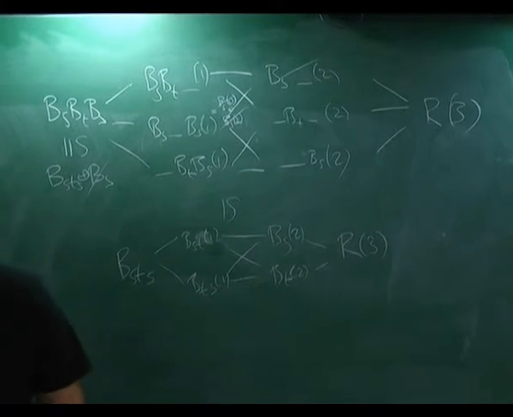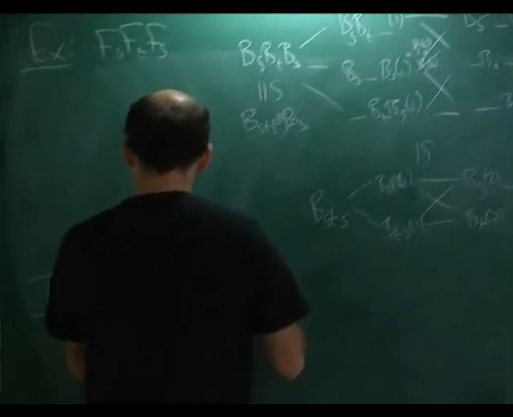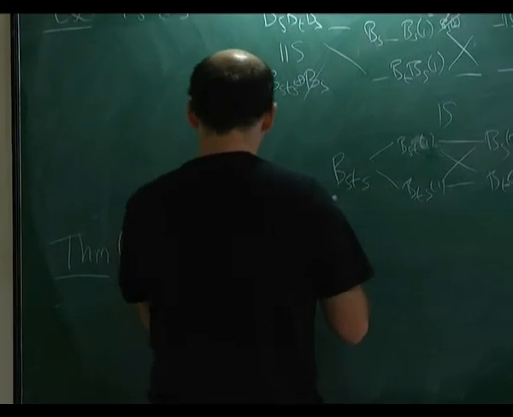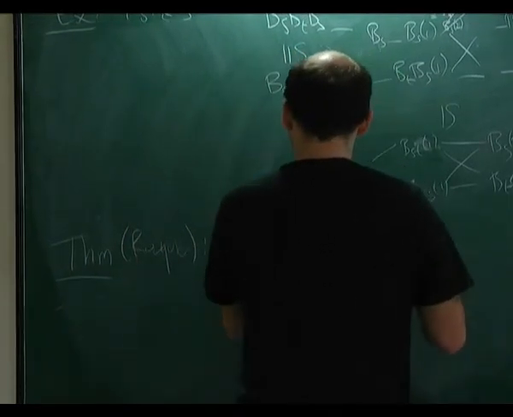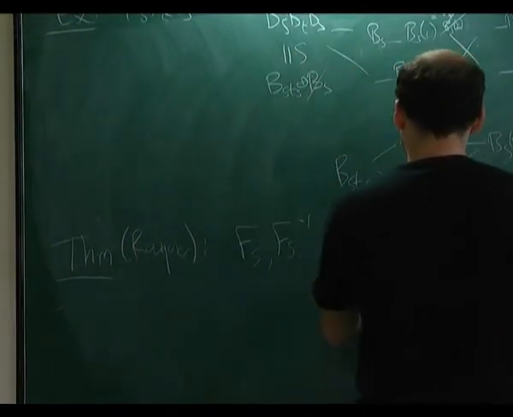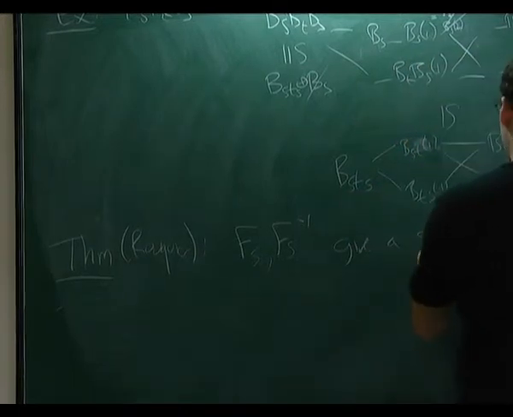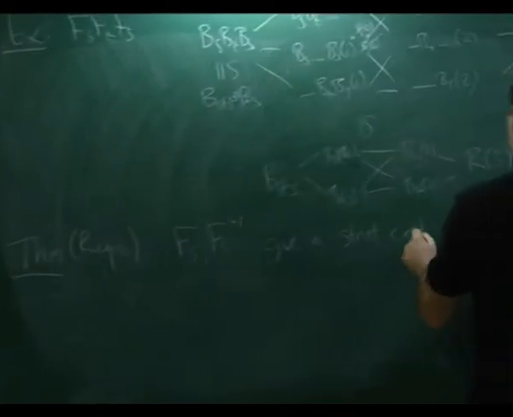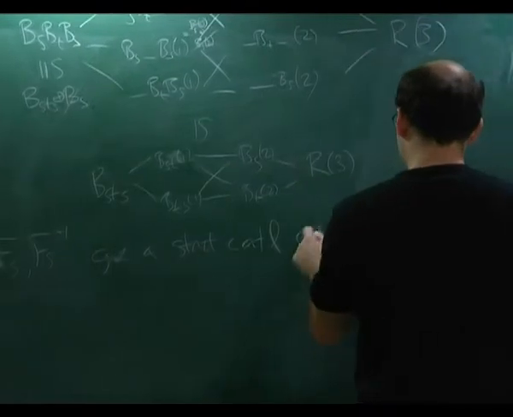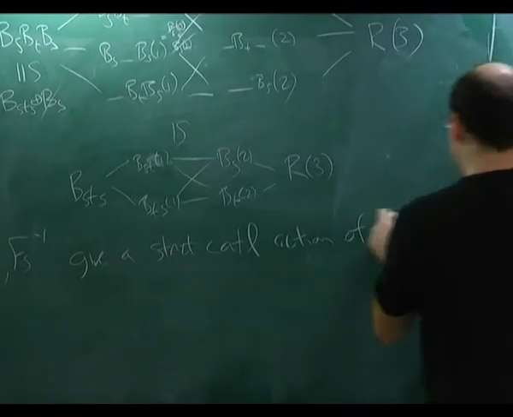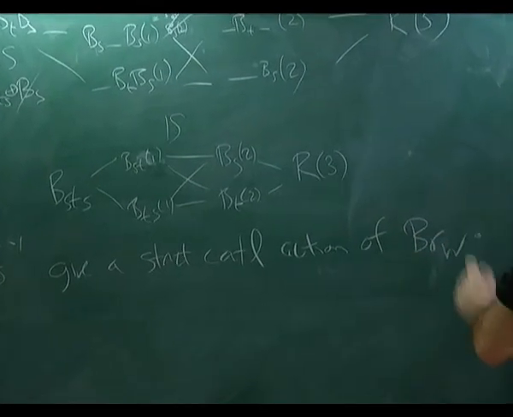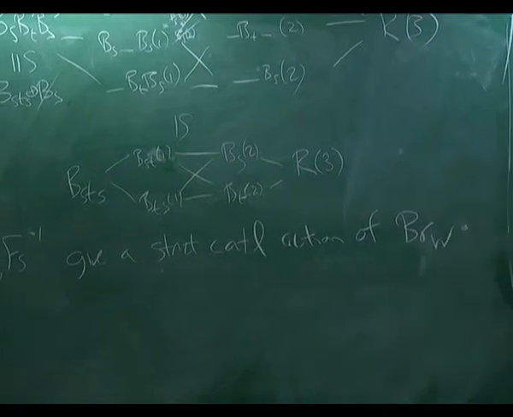Anyway, here's Rouquier's theorem, which is that these complexes, Fs and Fs inverse, give a strict categorical action of the braid group of W. I'll explain what that means.